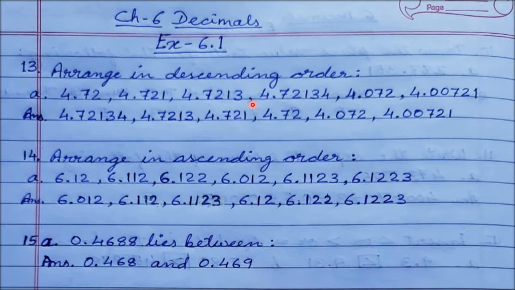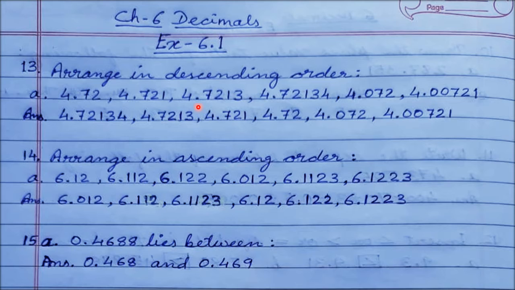So here are some of the decimal numbers given to you: 4.72, 4.721, 4.7213, 4.72134, 4.072, 4.00721. Now when you observe all these numbers very carefully, what do you find? They seem somewhat similar, but recall how we used to compare the numbers. In the first chapter, there also you had comparing numbers. So we need to compare them in their respective places.